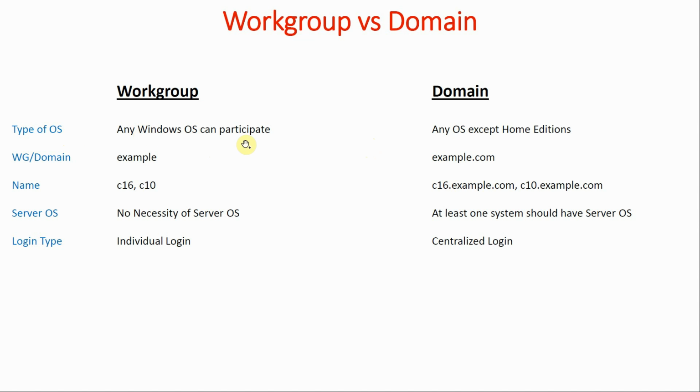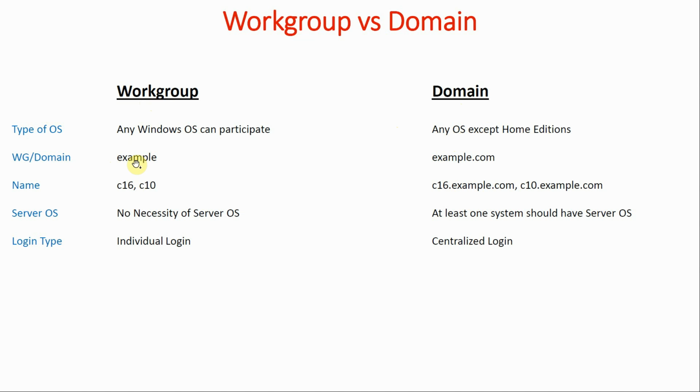Any Windows OS can participate in workgroup networking. That means you can bring Windows 10 Personal Edition, Home Edition, Windows 7, XP, Windows 98, even the older operating systems. You can bring them into the network. Any Windows operating system. It could be Home Edition, Enterprise, or Professional Edition. But in the case of domain networking, any OS except Home Edition; you cannot bring Home Edition into domain type of networking.